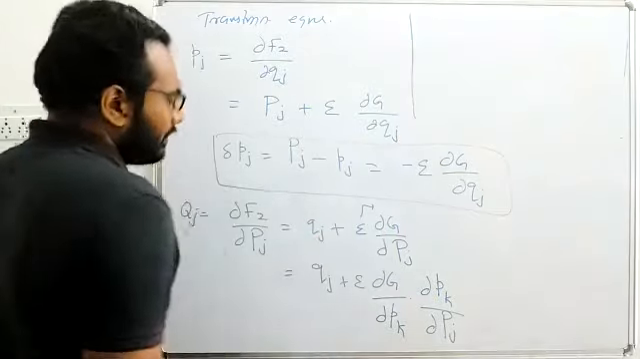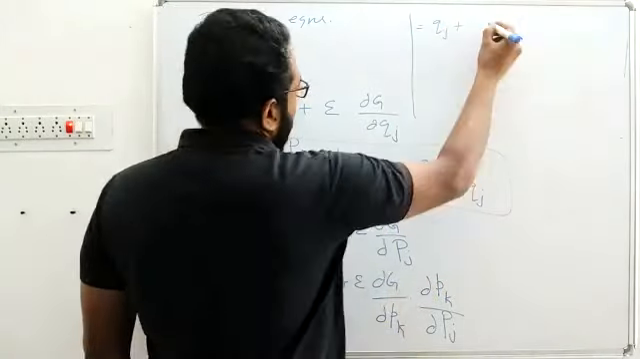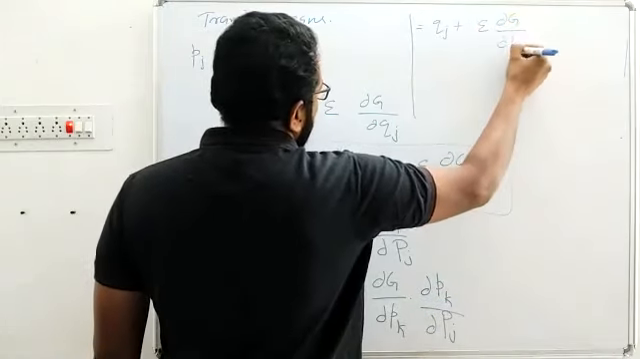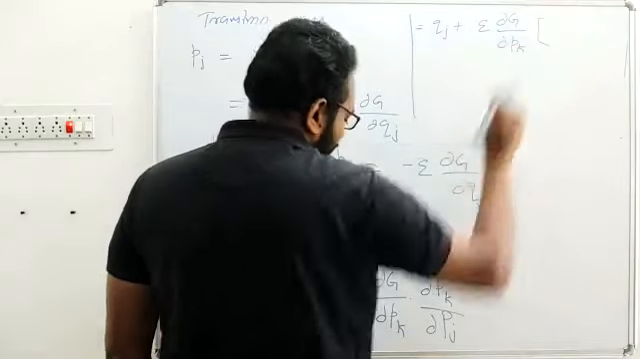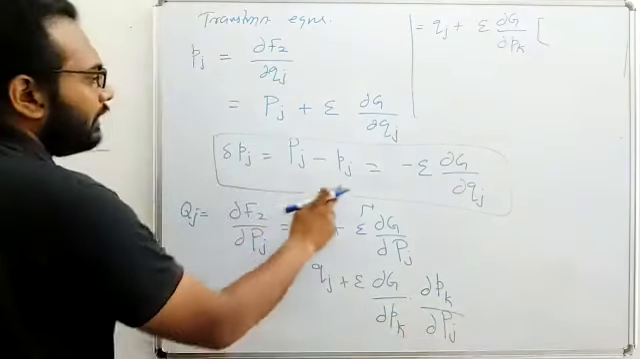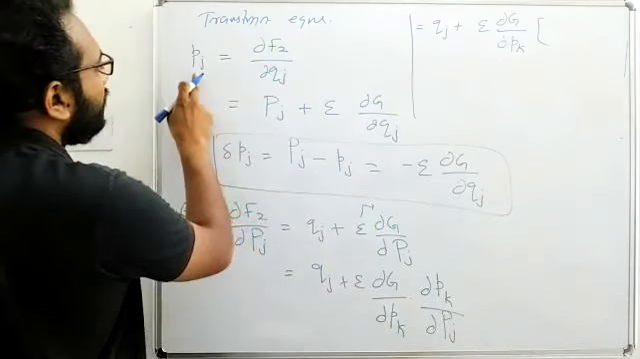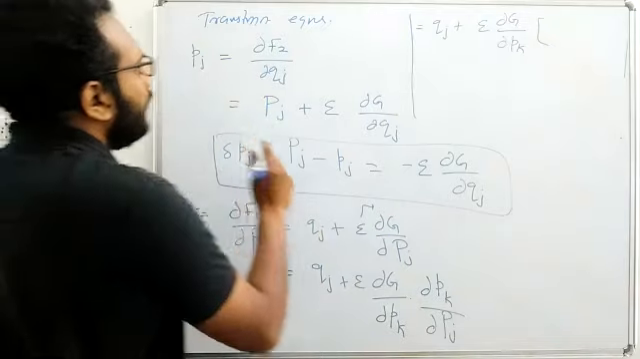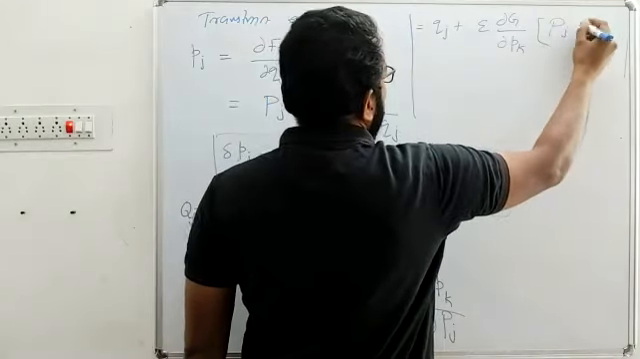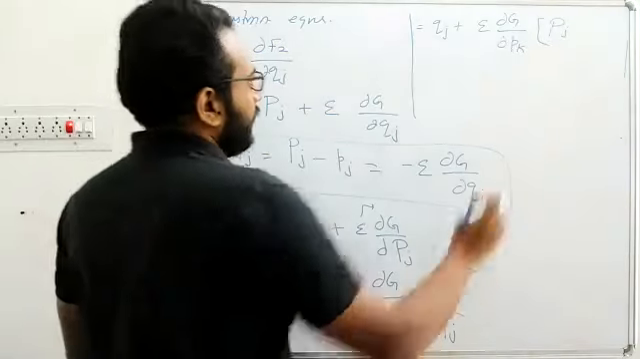Now this is equal to Qj plus epsilon dou G by dou pk. This much is fine, right? What is small pk here? From here, you know that small pk is equal to capital Pk.